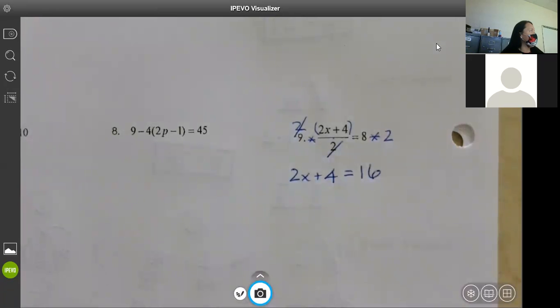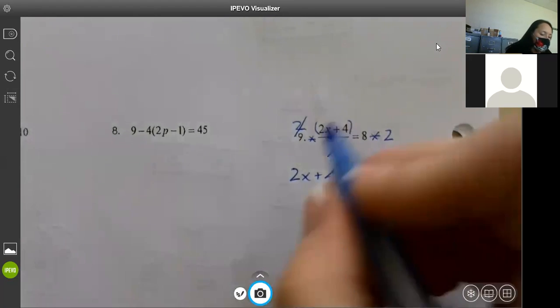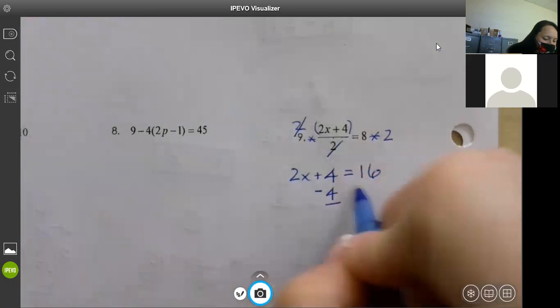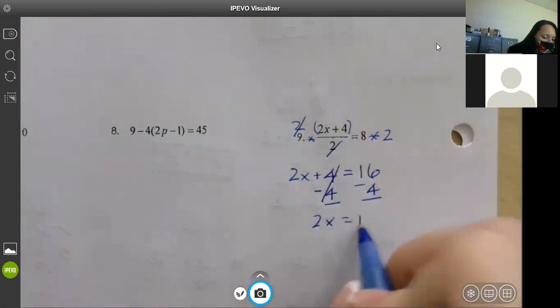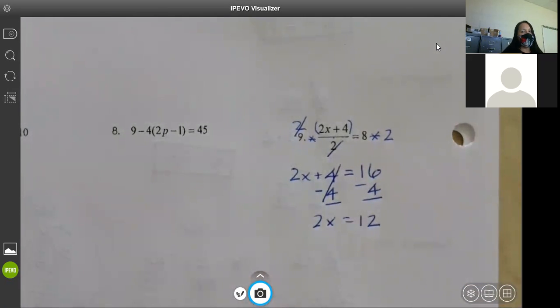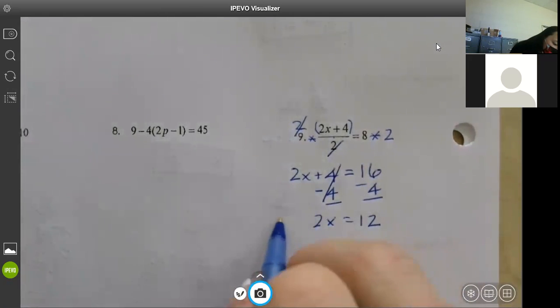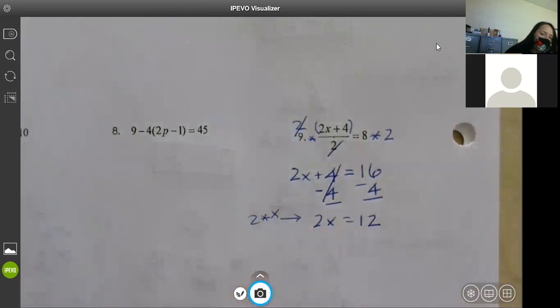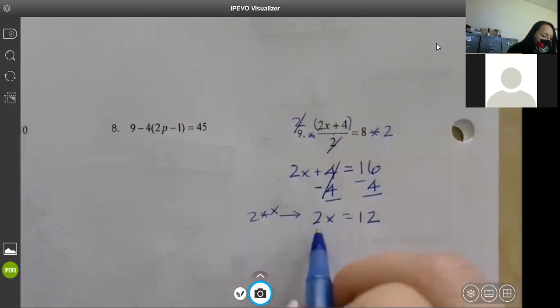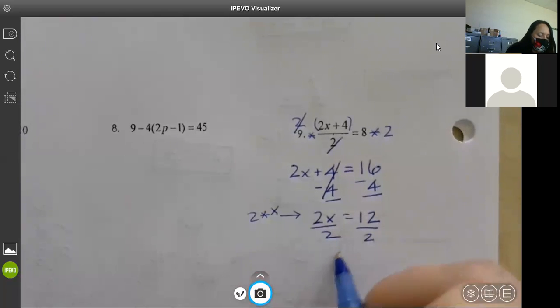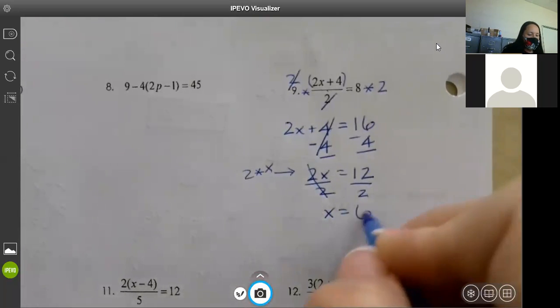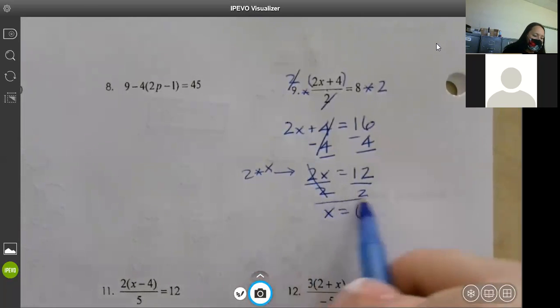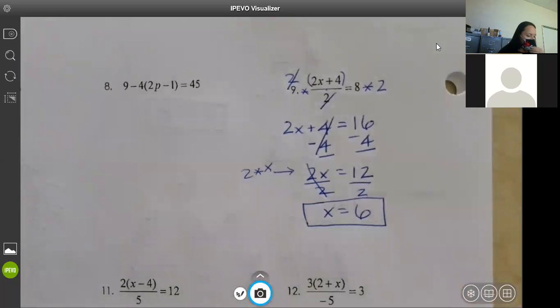I need to solve for x. What's on the same side but not with it now? Yep. How do I get rid of a plus 4? Subtract 4. So your 4's cancel out. You get 2x equals 12. Remember that this is 2 times x. So how do I get rid of times? Divide. Perfect. Divide by 2. Great job. What I do to one side, I do to the other. And 12 divided by 2 is 6. Perfect. Great job, guys.